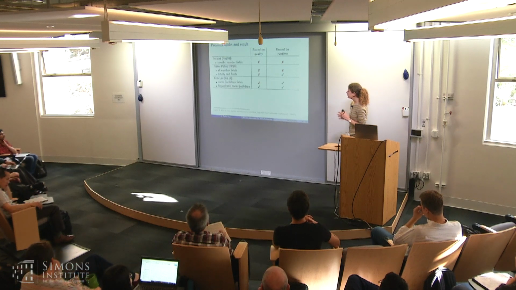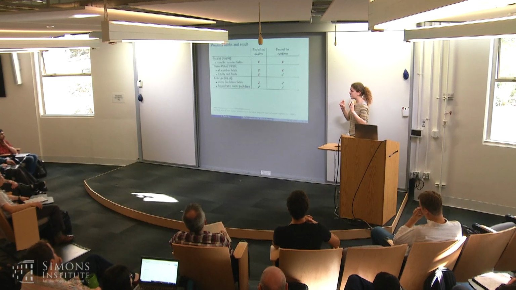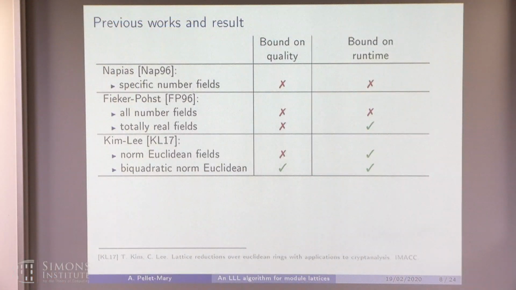More recently, there is an algorithm by Kim and Lee where they try to do LLL for norm-Euclidean fields. Those are number fields that are Euclidean for the algebraic norm I defined on the previous slide. Something quite interesting here. Alice? How about the 2010 paper of Fieker and Stehlé? Oh, yeah, that's something different, so that's why I didn't include it.